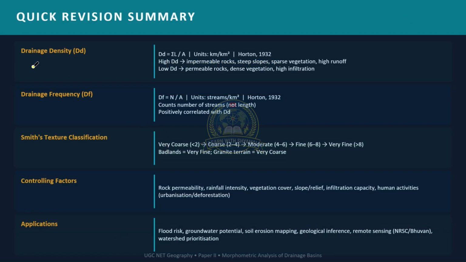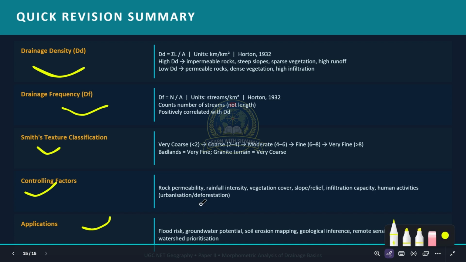Okay, this covered the formulas for drainage density, drainage frequency, Smith texture classification, controlling factors, and applications.